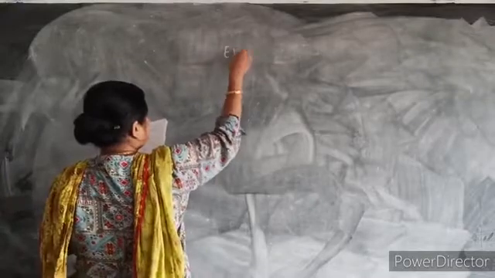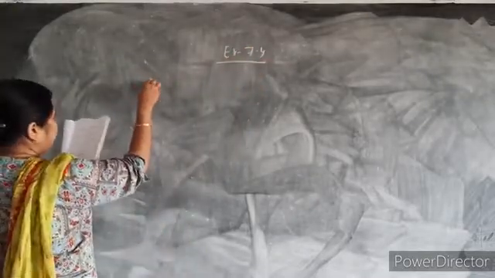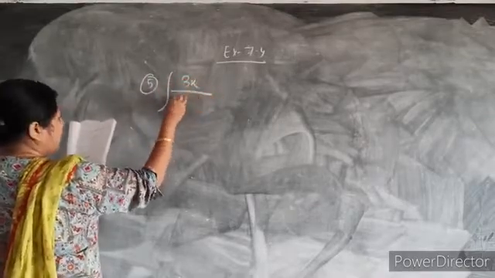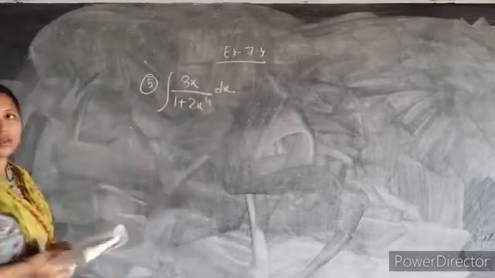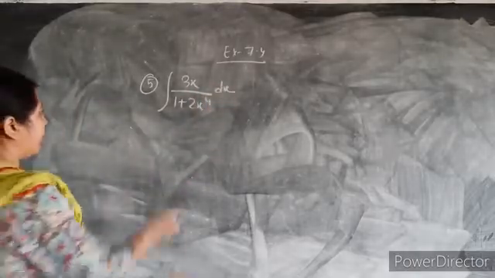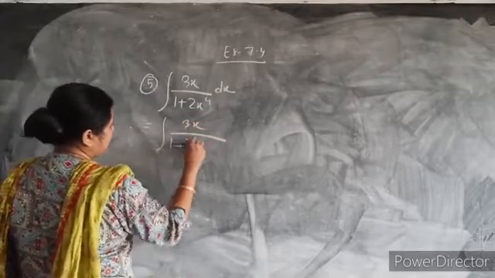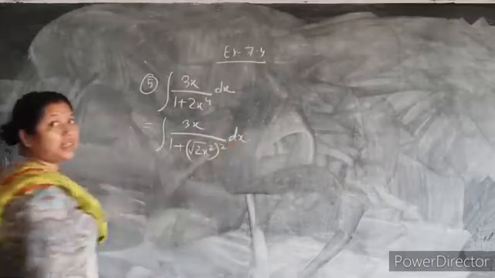Good morning students. Let me start with the questions. Exercise 7.4, question number 5: integration of 3x upon 1 plus 2x to the power 4 dx. Here what we can do is write it as integration of 3x upon 1 plus (root 2 x squared) squared. I can write it in this way.